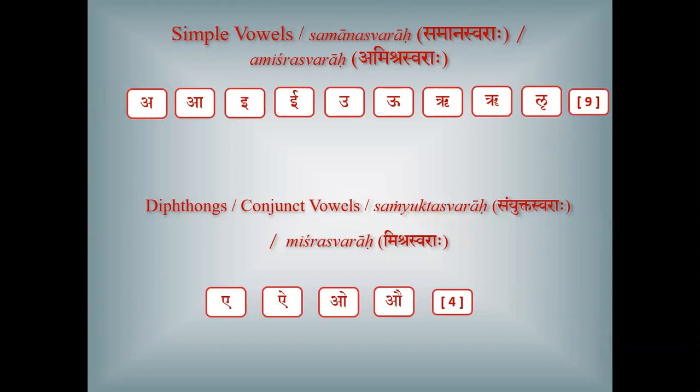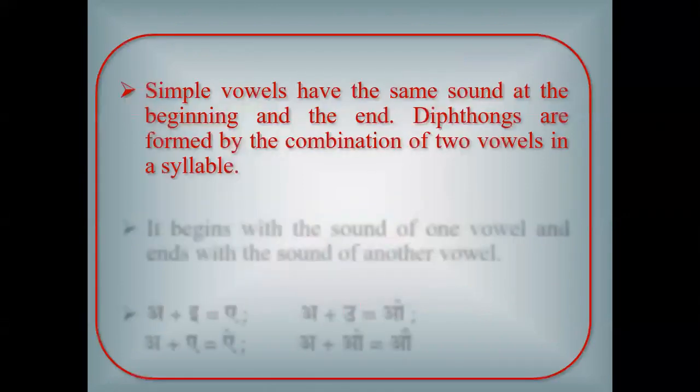Now, why do we classify simple vowels and conjunct vowels? What is the difference between the two? Simple vowels have the same sound at the beginning of pronunciation and at the end. For example, A is produced from the throat. E is produced from the palate. U is produced by rounding your lips. The place of pronunciation remains the same from beginning to end. Therefore, they are called simple vowels.